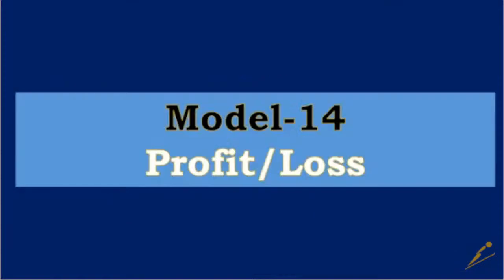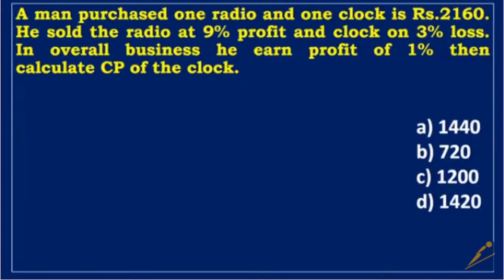Model 14. Profit or loss. Example 1. A man purchased 1 radio and 1 clock for 2,160 rupees. He sold the radio at 9% profit and the clock at 3% loss. In the overall business, he earns a profit of 1%. Calculate the cost price of the clock.